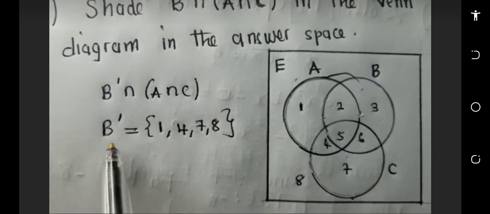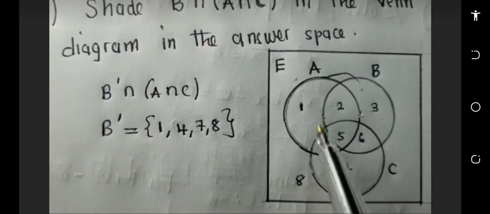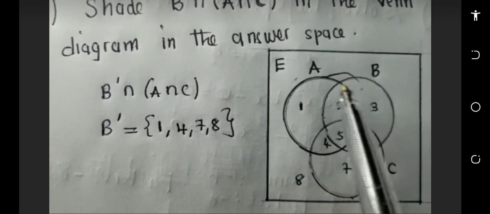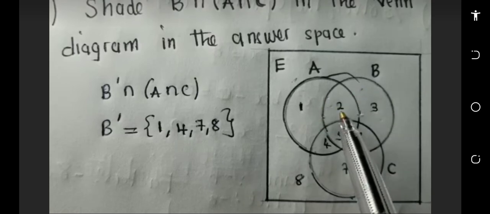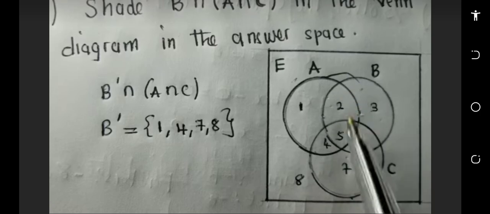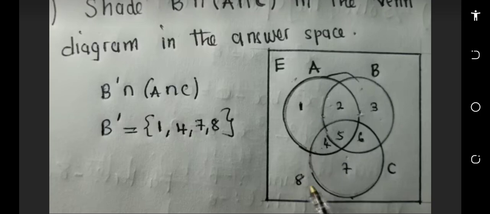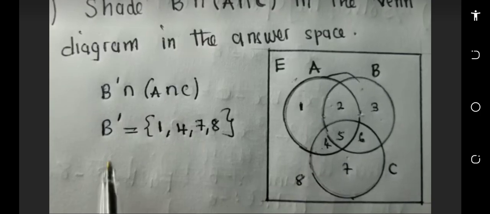So now maybe the question may be, what is B complement? It means get what is outside B. So if you can see set B right here, inside set B there is 2, 3, 5, and 6. Don't get this, get what is outside. 1 is outside, 4 is outside, 7 and 8, and this is what I've put here.